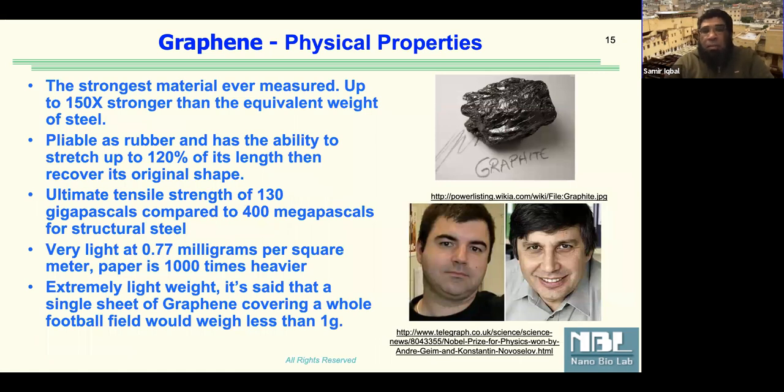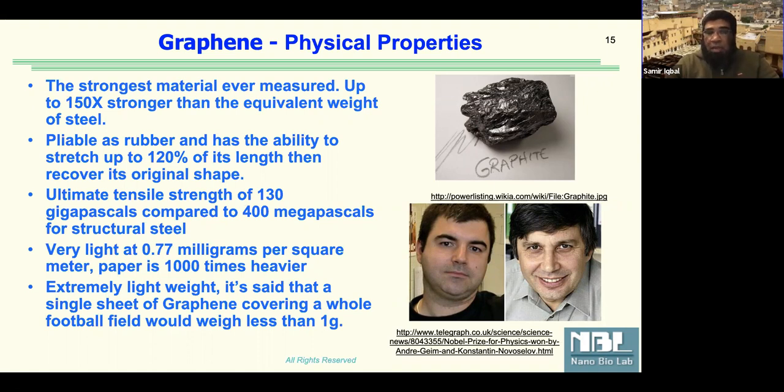Now, its physical properties are again amazing. Stronger, lighter. It's pliable, easy to deal with, and it can stretch. So it's stretchable, and it can recover its original shape. So there's something you call shape memory materials. So you stretch it, you leave it, it's going to come back to its original shape. There are huge applications for that kind of material.